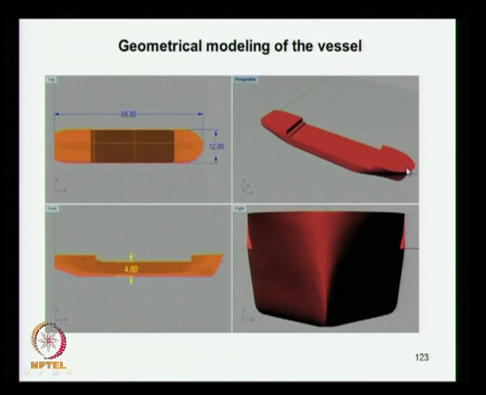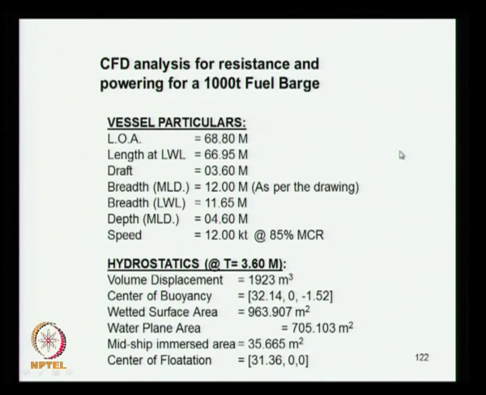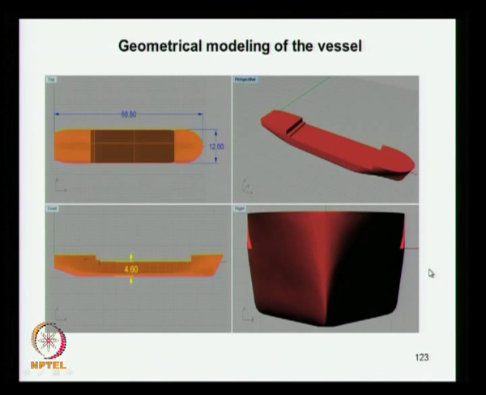Subsequent to this, another vessel was also considered for the CFD analysis, a 1000 ton fuel barge. These are the particulars of that: nearly 67 meters length at waterline. So these are the main particulars of the vessel, and these are the hydrostatic parameters at the design draft of 3.6 meters. The volume displacement, center of buoyancy position, wetted surface, everything is obtained for that vessel, and the same has been used for further analysis.